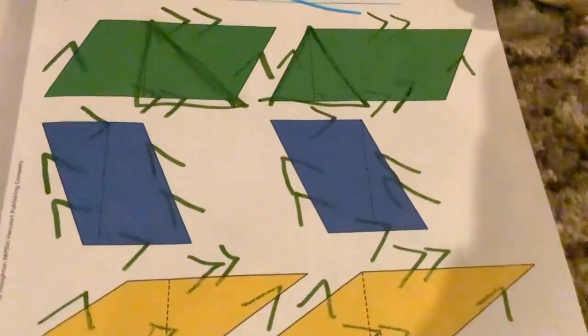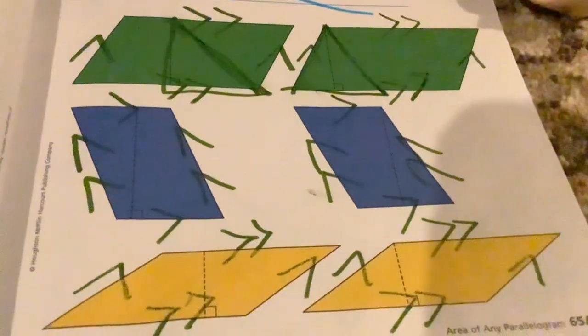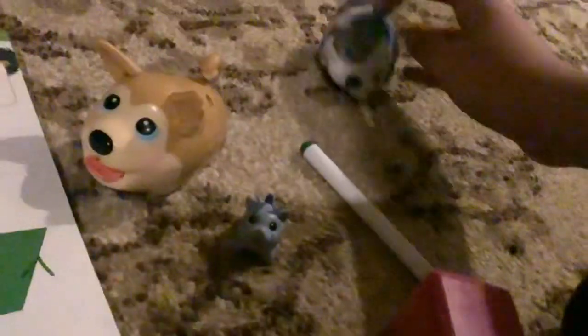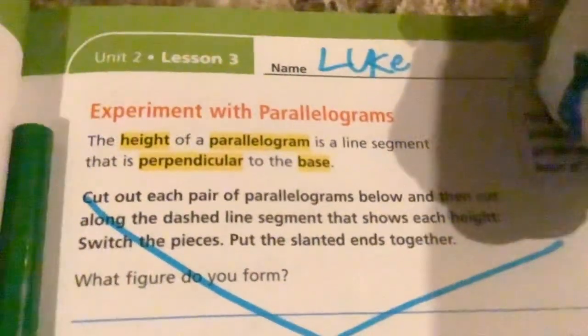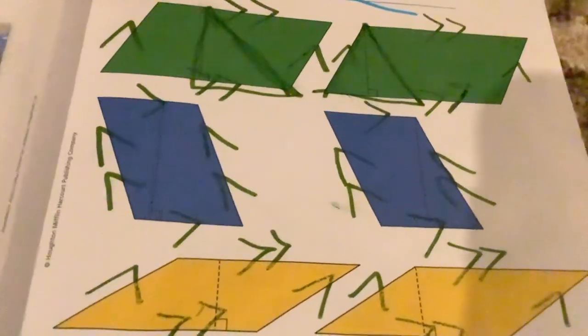But what is very interesting about parallelograms is that although their heights are all perpendicular, they vary from short to long, or from short to tall. They vary. What? They're different heights? Yes. The height of a parallelogram is a line segment that is perpendicular to the base, which means that the height could either be short or tall depending on the type of parallelogram.